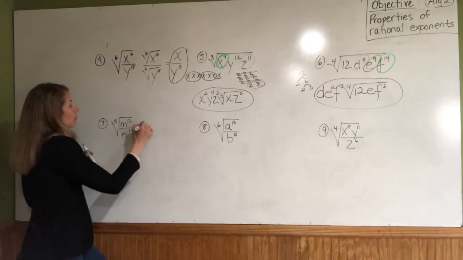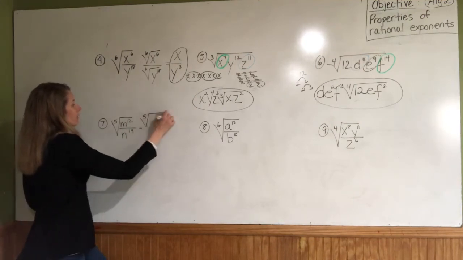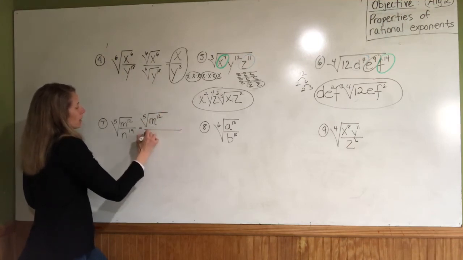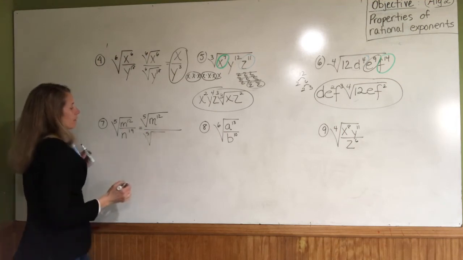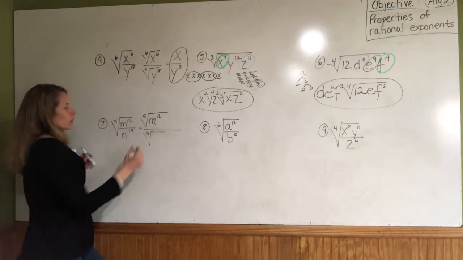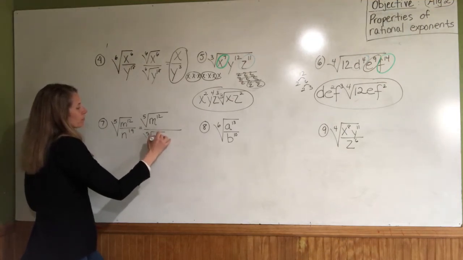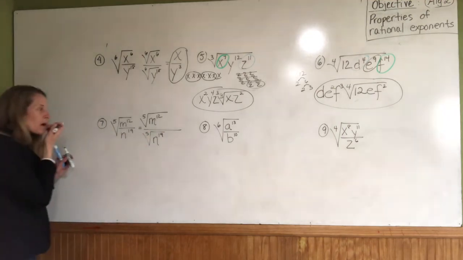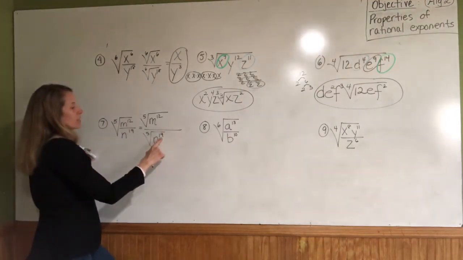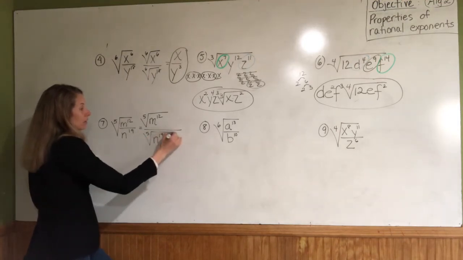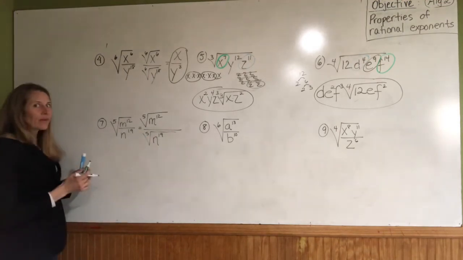So we'll start it out. I have the 5th root of m to the 12th, and on the bottom I have the 5th root of n to the 19th. So we could just go ahead and separate it, right? So now what happens is you need this number to divide by the 5 evenly. But 19 is not going to divide by 5 evenly, right?